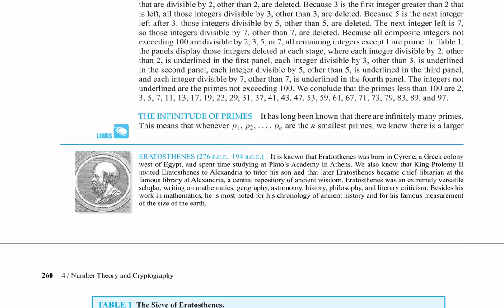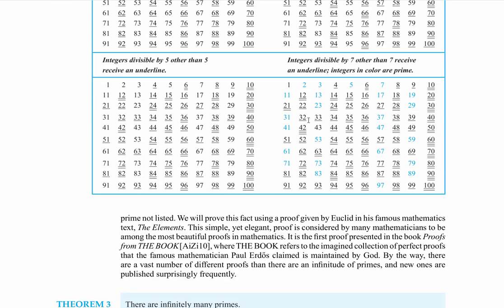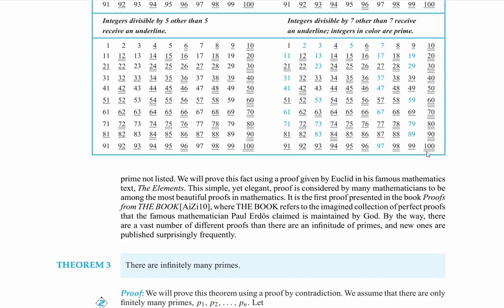Here is the man himself, Eratosthenes. Yes, he's actually from Egypt, which was a Greek colony at the time. This is 200 BC. And here's a bigger list going up to 100. But the same idea, just circle each number and cross out its multiples.